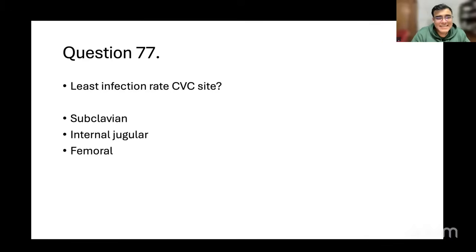Least infection rate CVC site. Usually, subclavian is considered the least infection, followed by internal jugular, followed by femoral. But the latest data is suggesting that femoral and jugular are almost the same. But if you are answering for the exam, then traditionally subclavian, internal jugular, and femoral.